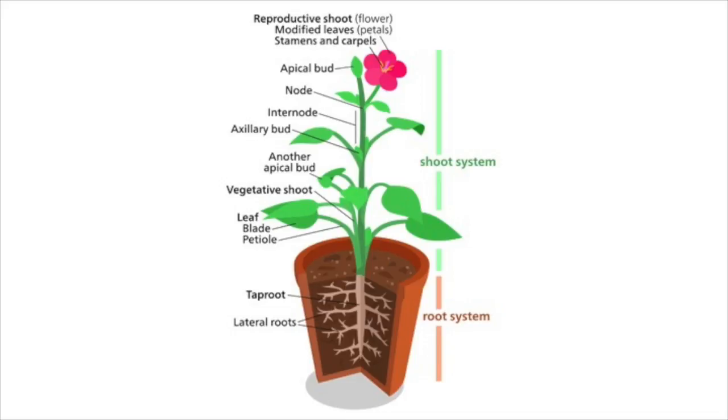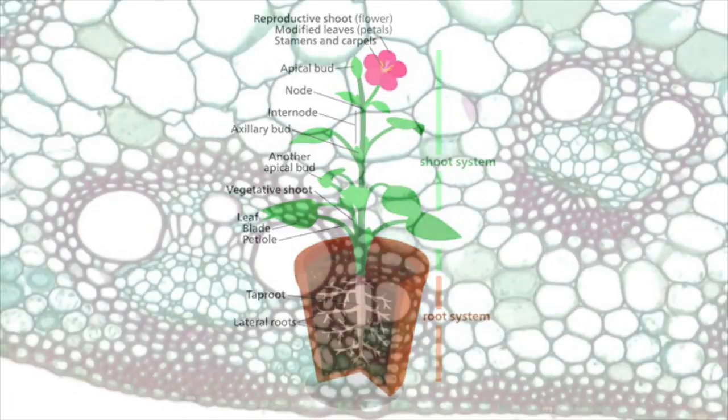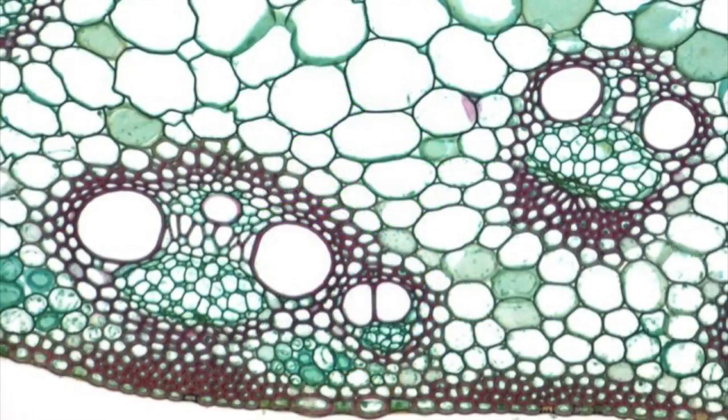A stalk-like structure, the petiole, attaches the leaf blade to the stem at the node. A dormant axillary bud is found at the node. The space between consecutive nodes is called the internode. The basic types of plant cells can be observed in the cross-section of this corn stem.